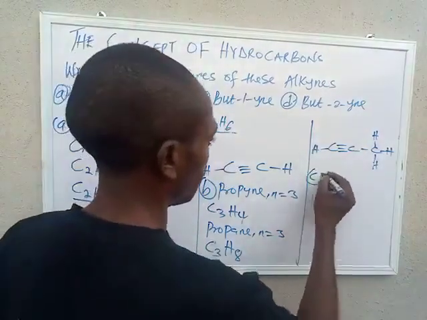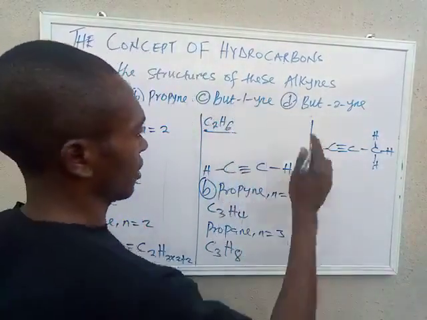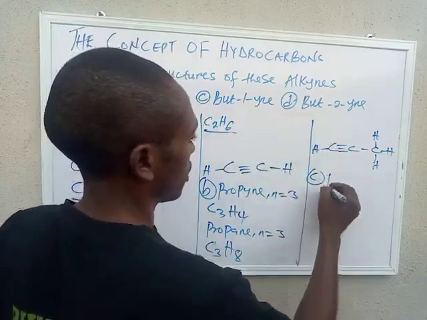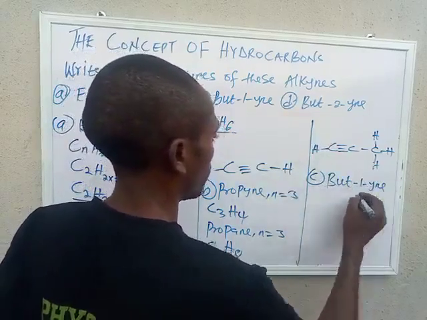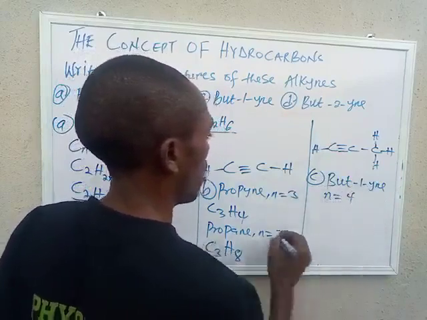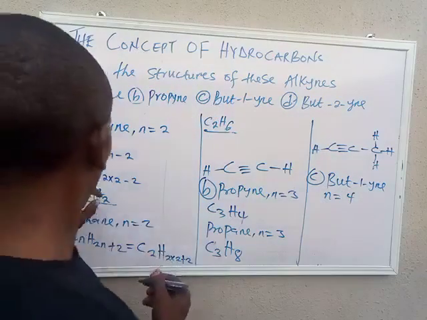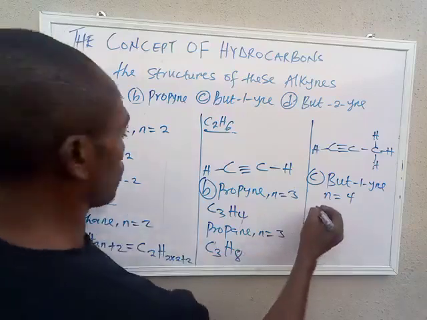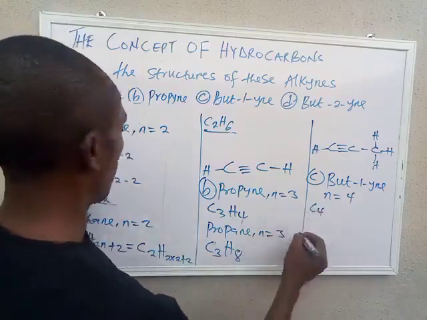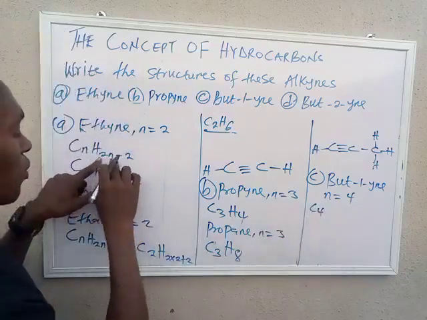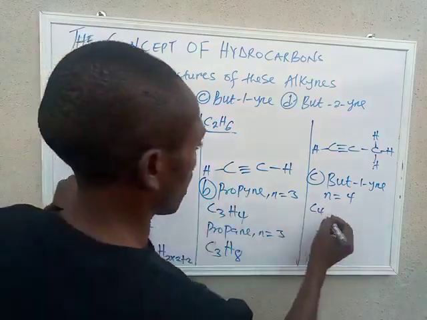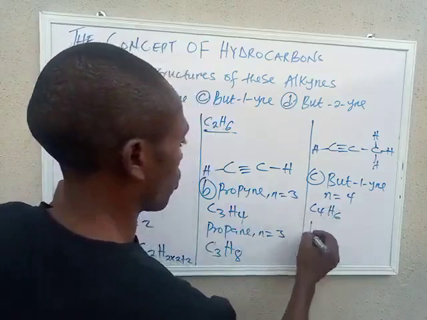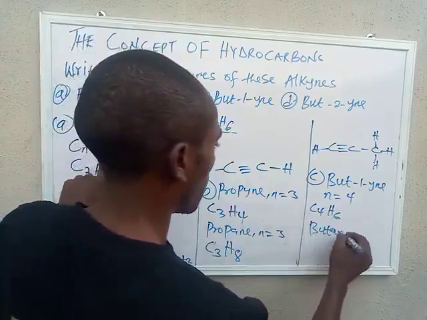And let's go to C. But-1-yne. So we have but-1-yne. N here is going to be 4. And the formula is CnH2n-2. So that's C4. 2 times 4, that's 8. 8 minus 2, that's H6. We go to comparing it with that of butane.